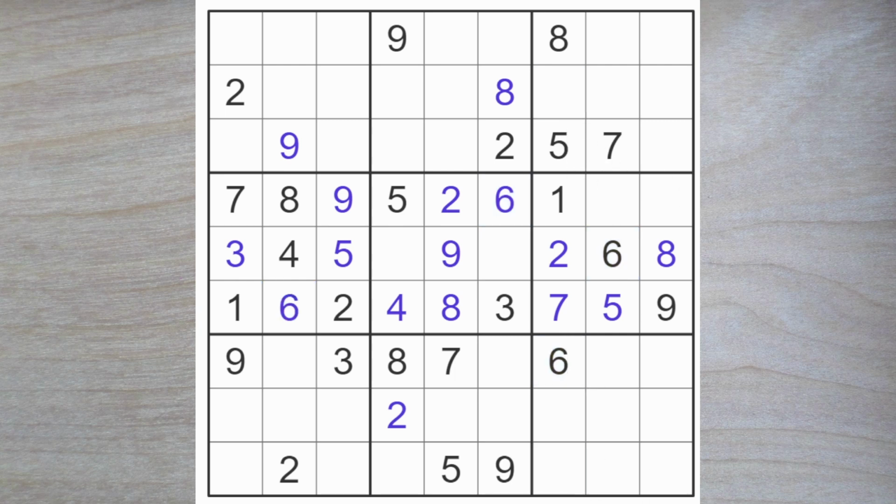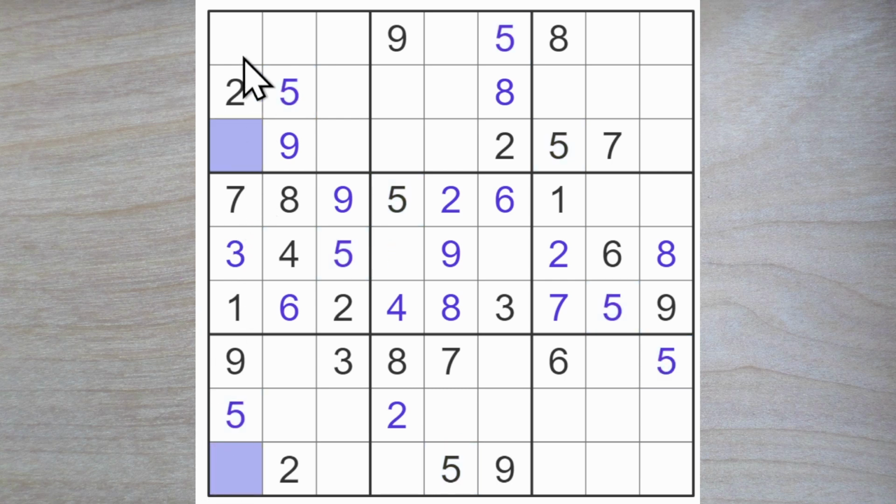3, 4, 9, nothing to do. We can enter a 5 here though, because of these two 5s blocking here. Now we have these two 5s blocking across, and we have this 5 blocking up, so a 5 here. And these two 5s block down. This 5 blocks across, a 5 here. And I think the last 5 for today must go here.